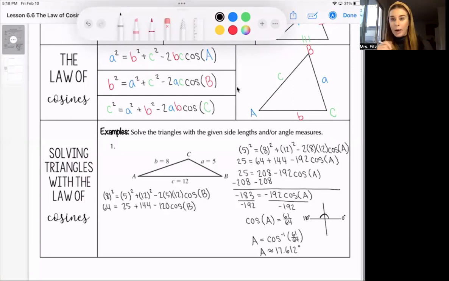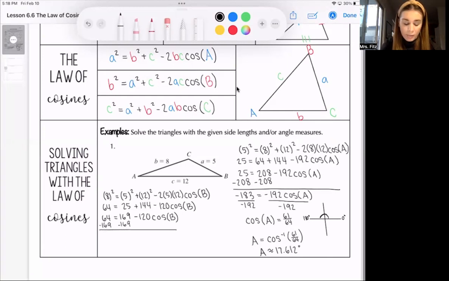All right, from here, we're going to go ahead and add. So we get 64 equals, we have 25 plus 144, so we get 169 minus 120 cosine of B. And then we're going to subtract 169 from both sides. From here, we have 64 minus 169, which is negative 105, equals negative 120 cosine of B. Divide both sides by negative 120.